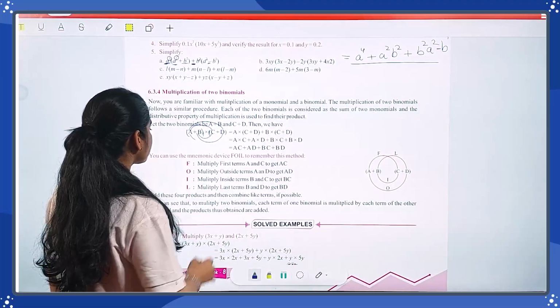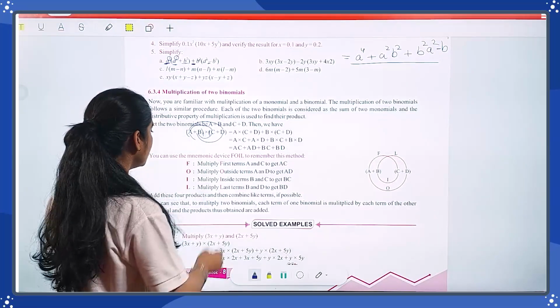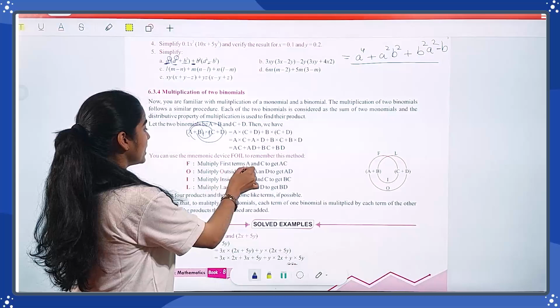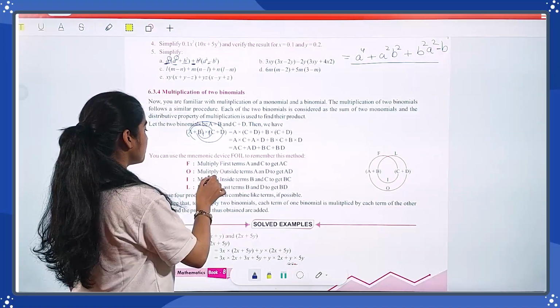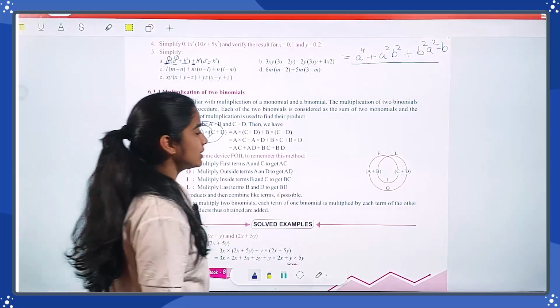You can use the mnemonic device FOIL to remember this method. Multiply the first terms A and C to get AC. Multiply the outside terms A and D to get AD. But you just do one thing.